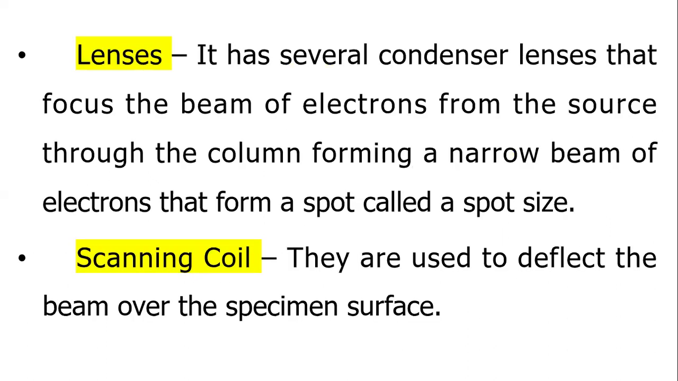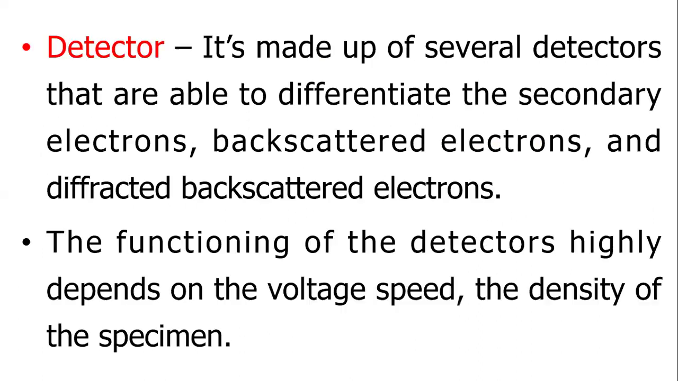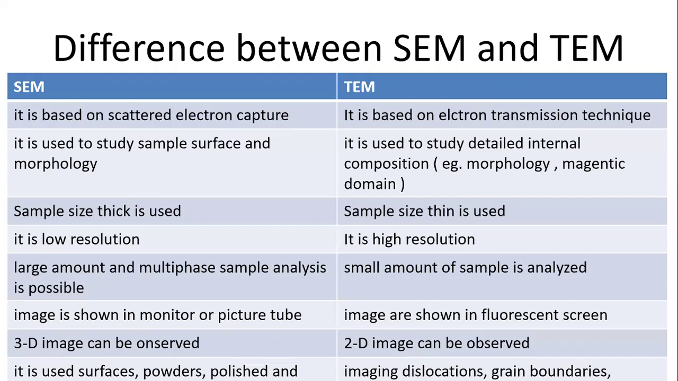Lens. It has several condenser lenses that focus the beam of electrons from the source through the column, forming a narrow beam of electrons that forms a spot called the spot size. Scanning coil: used to deflect the beam over the specimen surface. Detector: made of several detectors that are able to differentiate the secondary electrons, backscattered electrons and diffracted backscattered electrons. The functioning of the detectors highly depends on the voltage, speed, and density of the specimen.